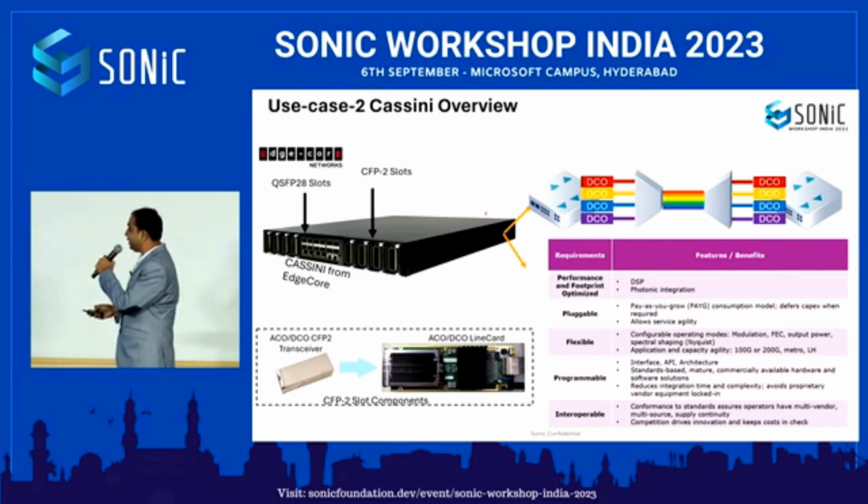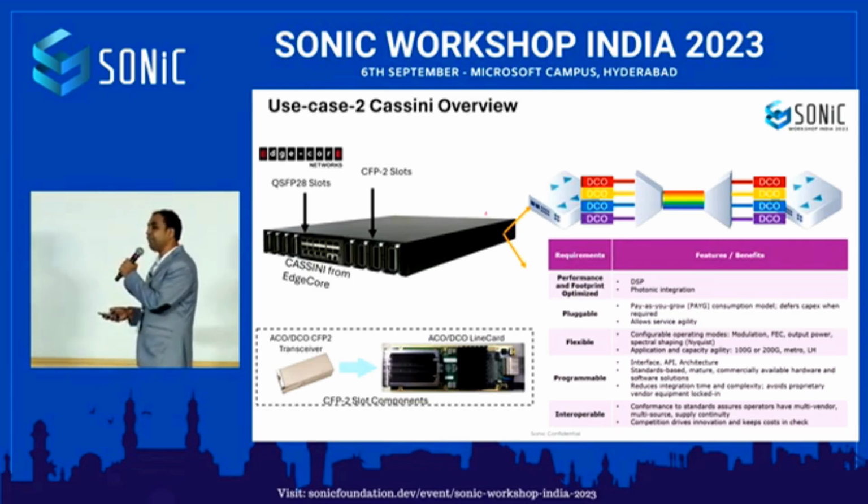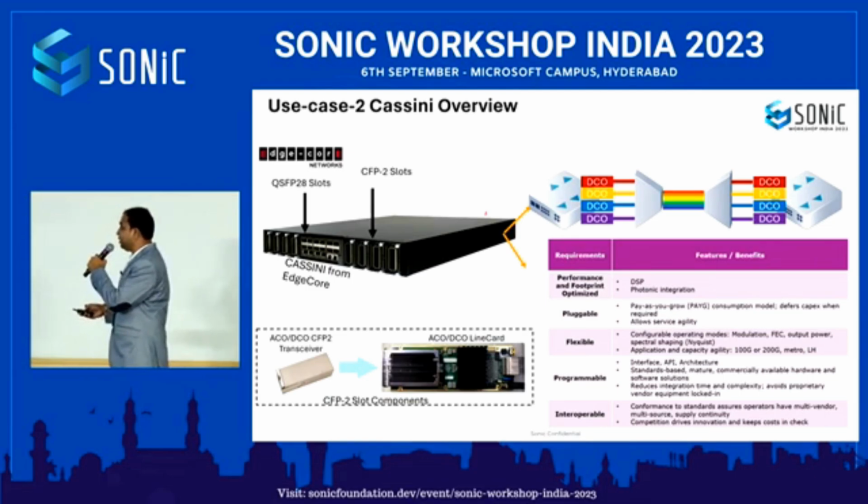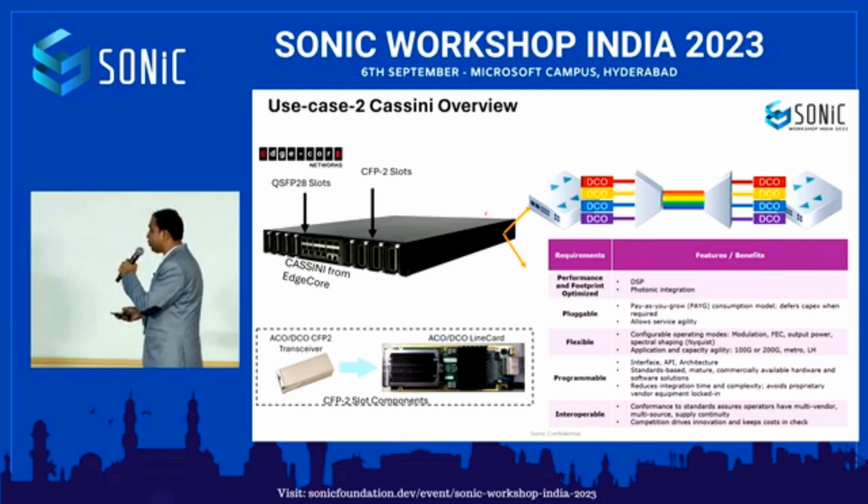If one of the links goes down or there is any failure, traffic can move to the second CFP2. And the interesting part is that we have recently started supporting bidirectional optics also, so you don't need two fibers. You can do the functionality of the CFP with only a single fiber. So this is all about the hardware.